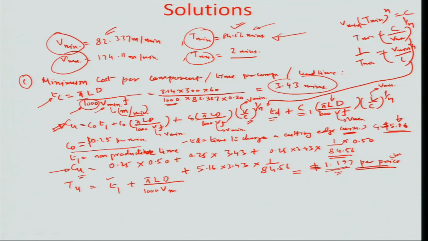minimum cost optimized velocity condition, plus the time to replace or do edge replacements, etc., which is actually the cutting time times 1 by T minimum.